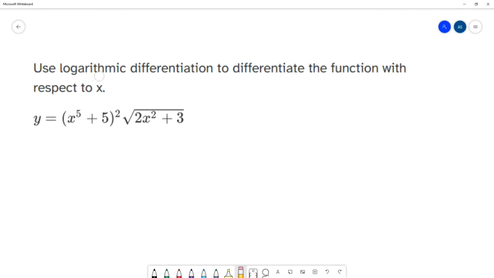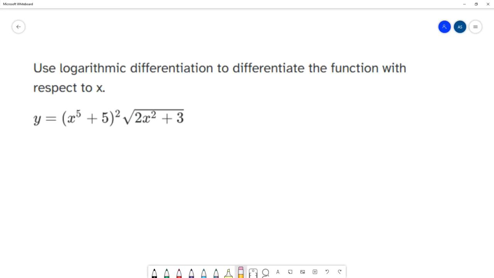For this question, we want to use logarithmic differentiation to differentiate the function with respect to x. We have the function y equals x to the 5th plus 5 squared times the square root of 2x squared plus 3. Now the directions in this one specifically ask to use logarithmic differentiation, and it's a technique that allows us to calculate the derivative more quickly.